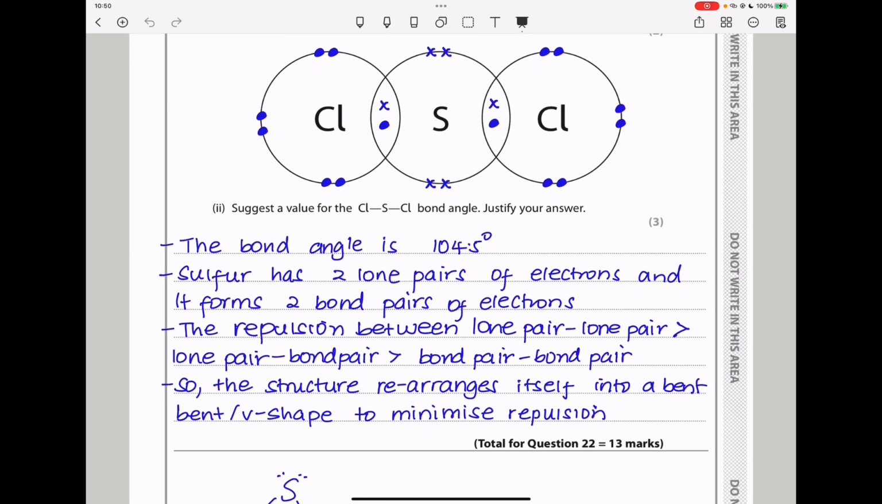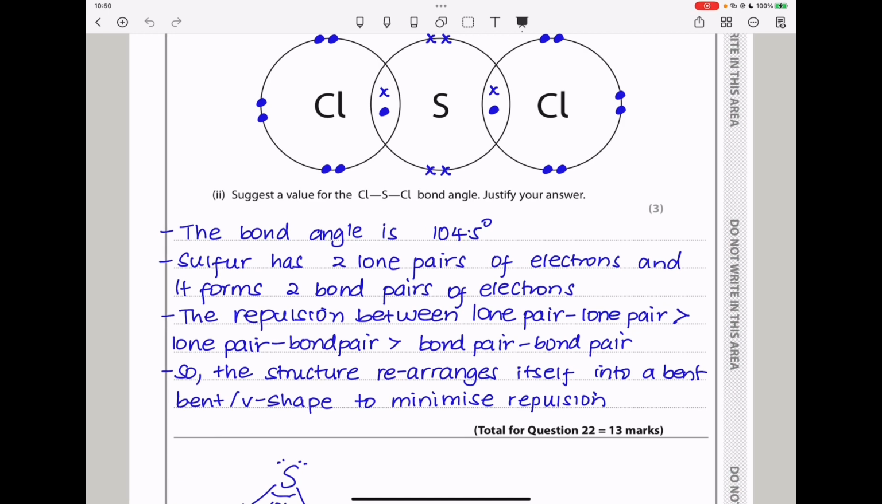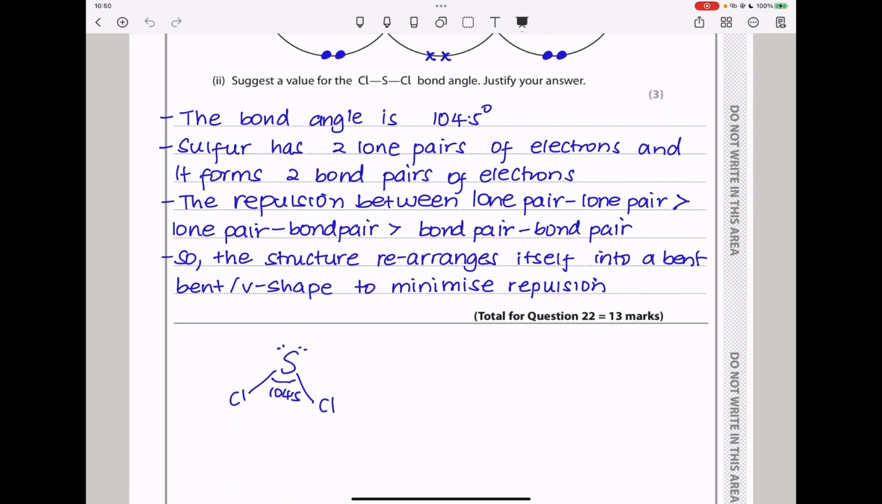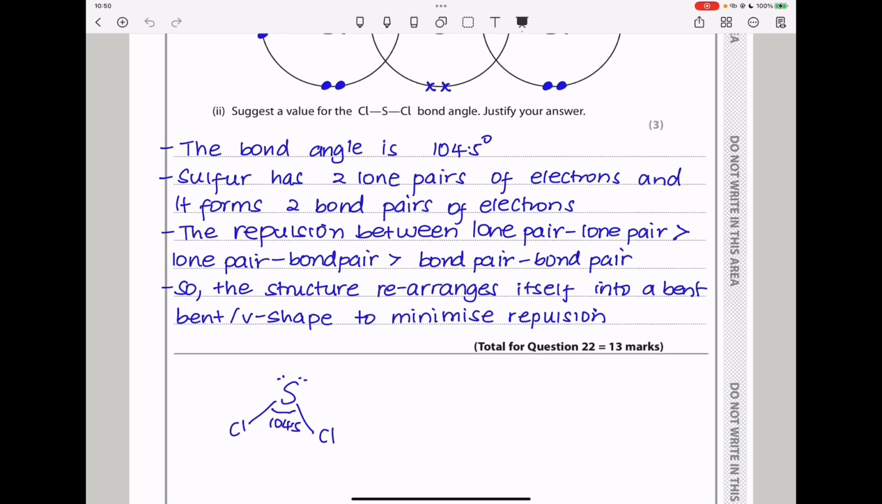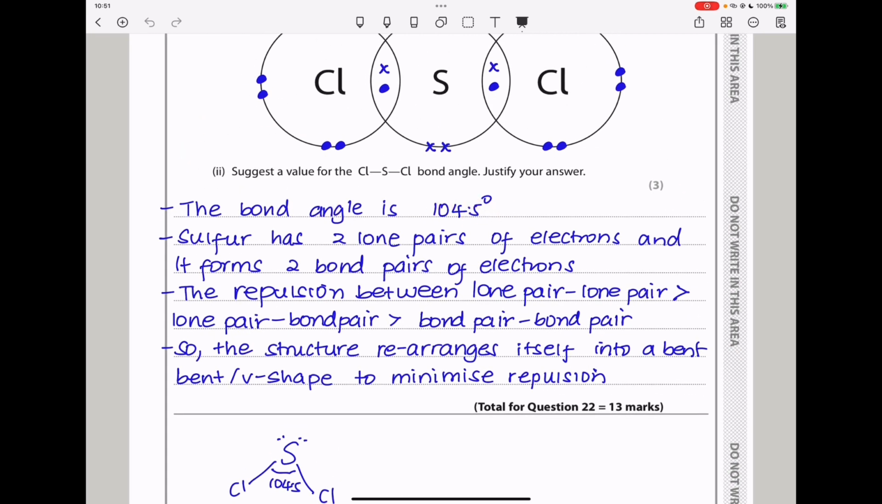Next, they say, suggest a value for the Cl-S-Cl bond angle and justify your answer. The bond angle is going to be 104.5. If you look at the structure, sulfur has 6 electrons in the outer shell. So 1, 2, 3, 4, 1 and 1 here. Those are 6 because this and that is a bond electron and each contributes 1. So because of these two lone pairs, there is going to be repulsion that creates the bent shape or the V shape. So this structure is going to be similar to that in water, and the bond angle is going to be 104.5.